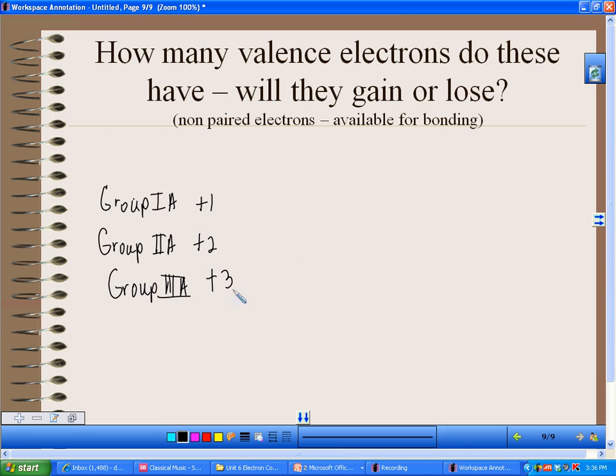Now remember, boron is an exception. Group 4A, that's the carbon family, and it's going to be ±4.